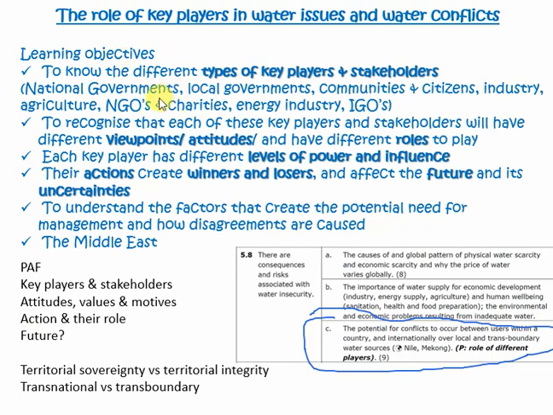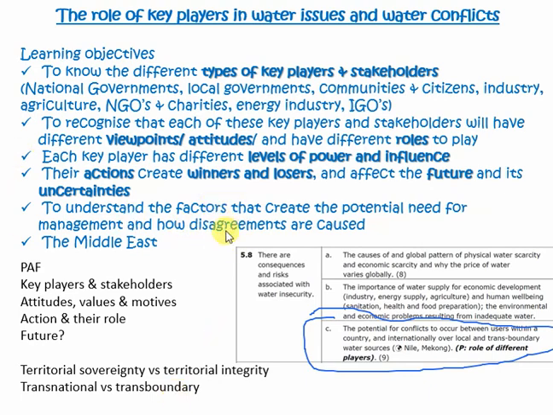So what we're going to know are types of key players and stakeholders. There's lots of different types. You could come across any of these in paper 3, but you also need to have a few up your sleeve for paper 1 as well. Recognise that they have different values, attitudes and opinions, different roles. They've also got different levels of power and influence. National governments probably have more power than users and communities, for instance. How their actions and their role can create winners and losers. Some people benefit and get what they want, some people lose, and this can have an impact on the future.